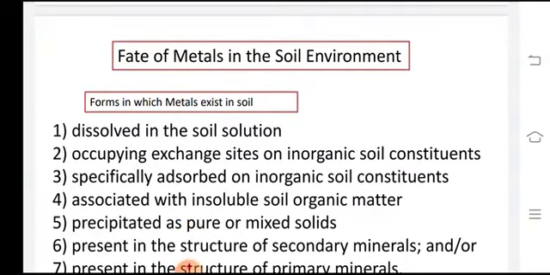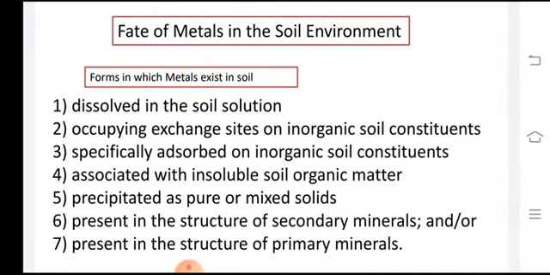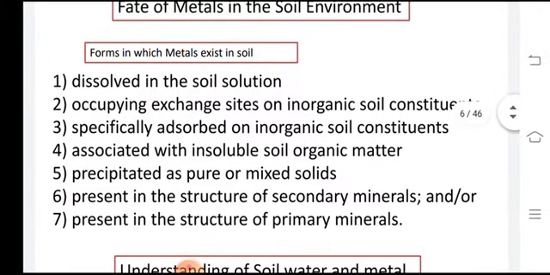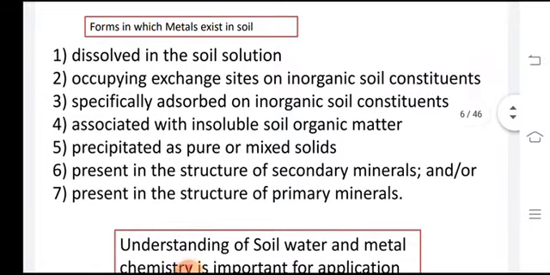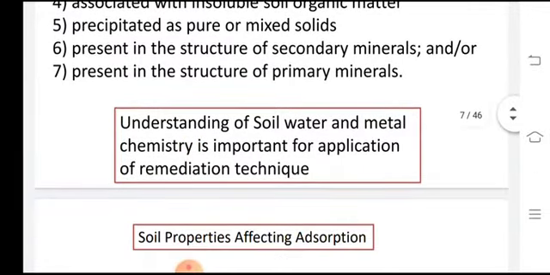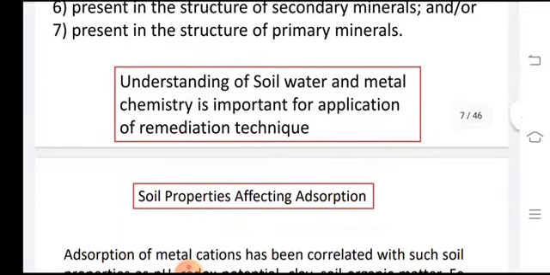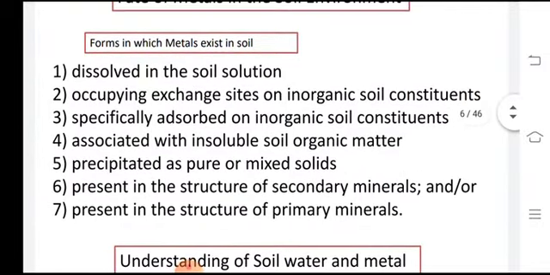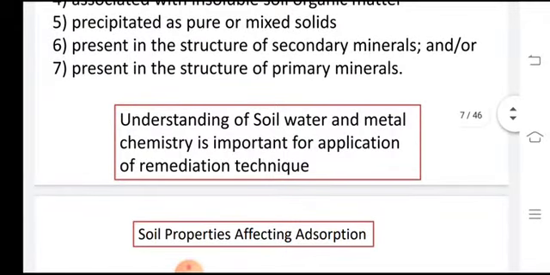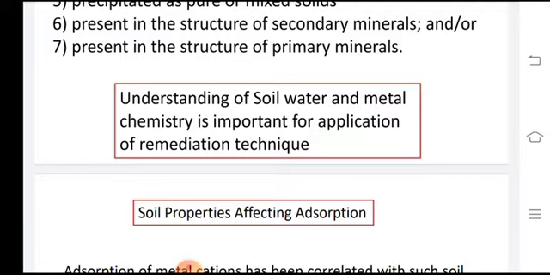Similarly, the fate of the metals in the soil: they may be dissolved in the soil solution, occupying exchange sites on inorganic soil constituents, specifically adsorbed on the inorganic soil constituents, associated with insoluble soil organic matter, precipitated as pure or mixed solids, present in the structure of secondary minerals, or present in the structure of the primary minerals. Understanding of soil, water and metal chemistry is important for application of the remediation techniques. So these are the possibilities which we have talked about. We must understand the behavior of the solute so that we can have a desorption option. The desorption mechanism can only be designed if we know the properties of the solute and the properties of that soil volume.